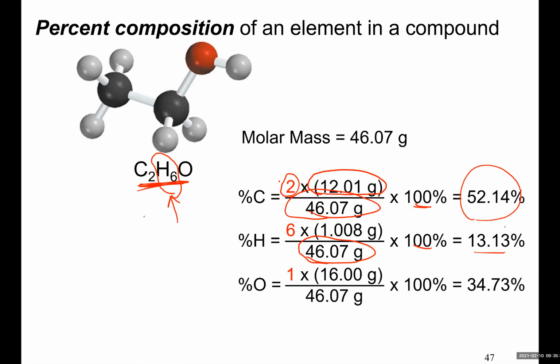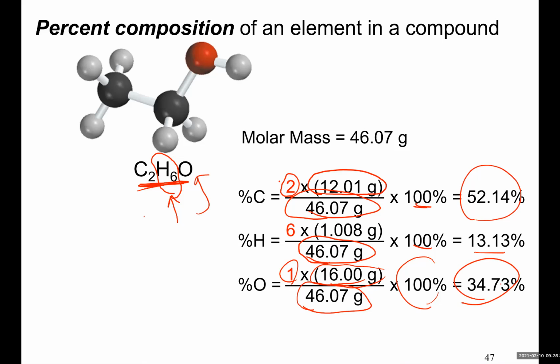And of course, if you want to calculate the percent of oxygen, same thing, only 1 mole of oxygen, 16.00 grams, according to the table. That's the total mass of all the oxygens, the total oxygen in 1 mole. The mass of 1 mole is 46.07, times 100. Because we are dealing with percentage, you get the percent of oxygen.